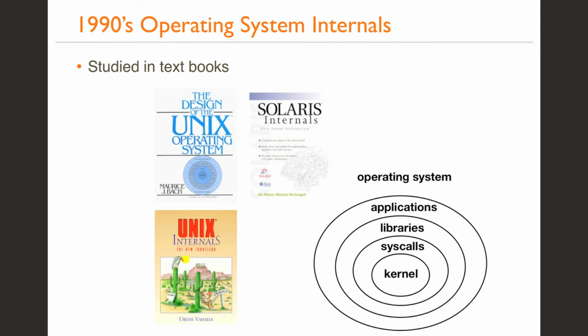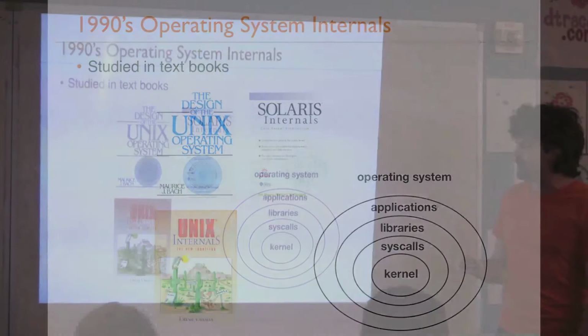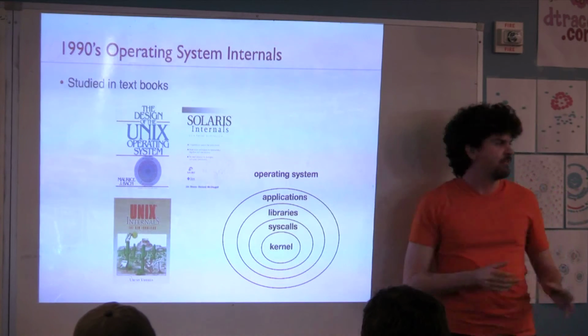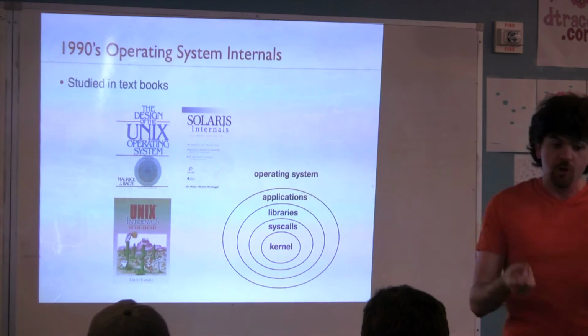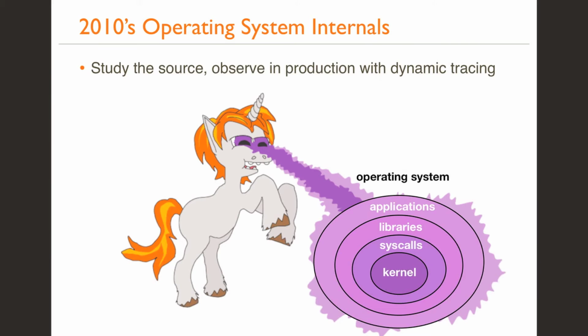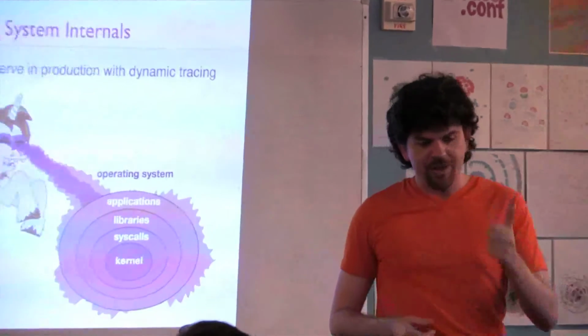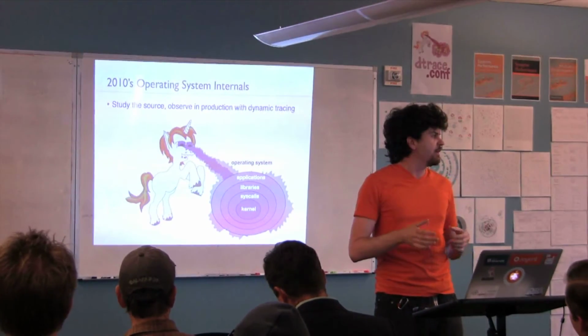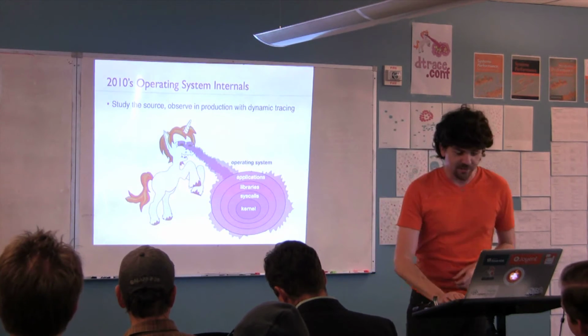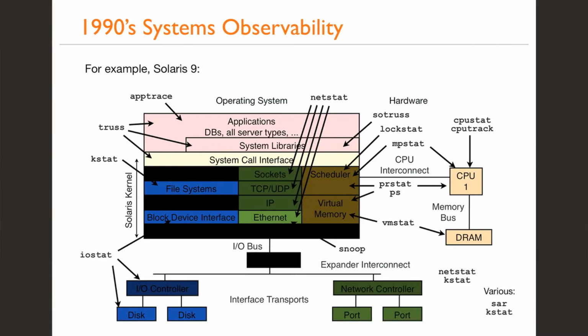So just to give you an idea of things that have changed, in the 1990s, operating system internals, you'd read textbooks, and these are some of my favorite textbooks on kernel internals, and you'd have this mental diagram, a working understanding of how the kernel operated. Nowadays, we have DTrace. This is a picture of the DTrace pony. I can study the source code, and I can observe in production everything with dynamic tracing. So I can create a DTrace script, bring up nanosecond timestamps, test hypotheses very quickly, and actually see it.